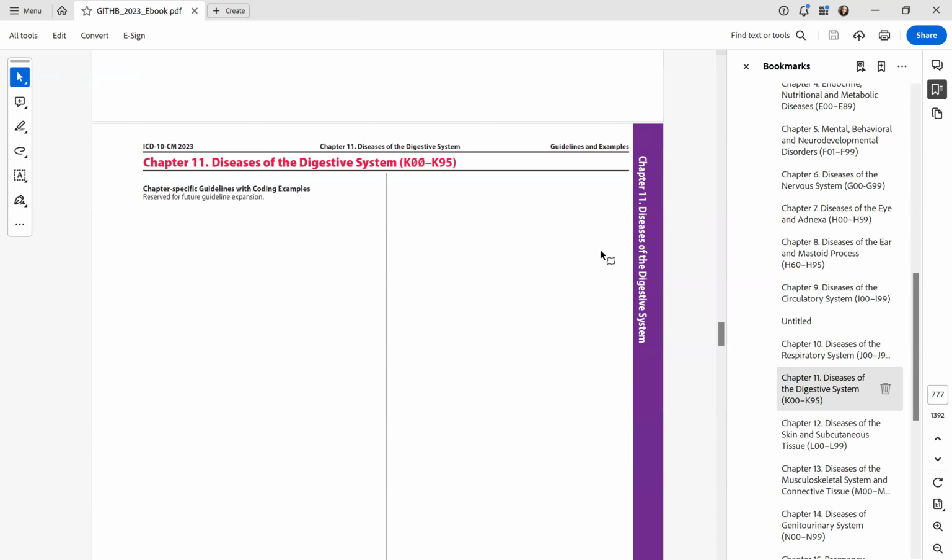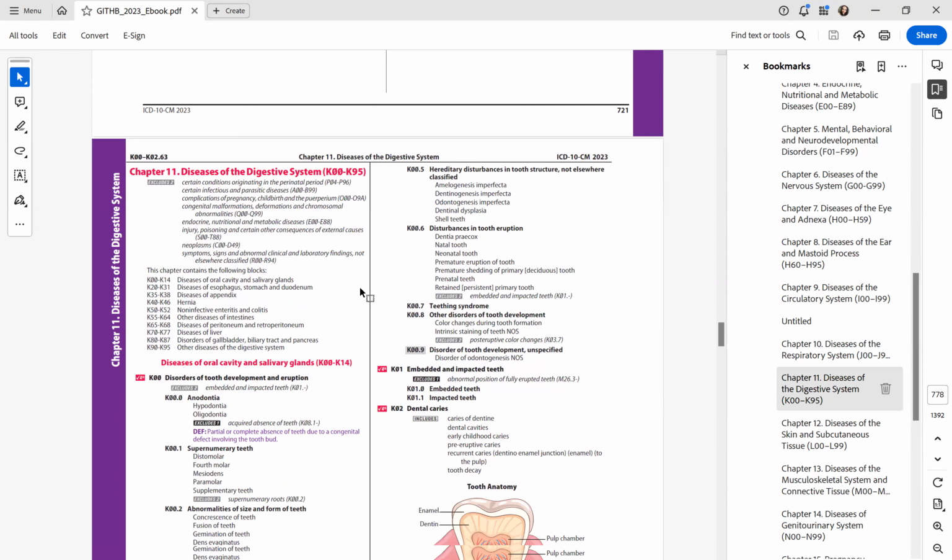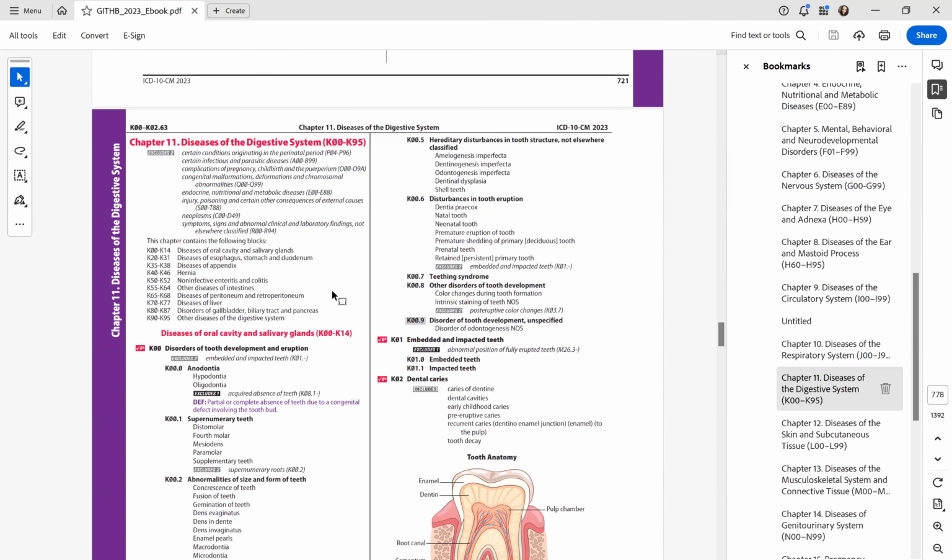We also have the codes of the digestive system. These all begin with the letter K, K00 through K95. And not a whole lot of things that are deep, dark, and mysterious. There are some notes that tell you to code also, excludes 1, excludes 2, and others.